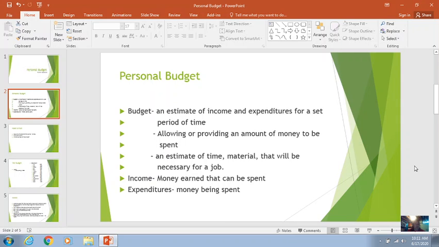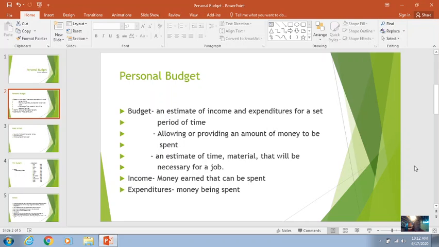Mrs. Likins coming from my basement, and today I'm talking about personal budget. A budget is an estimate of income and expenditures for a period of time. Allowing a budget is also allowing or providing an amount of money to be spent, and budget is also an estimate of time or material that will be necessary for a job.